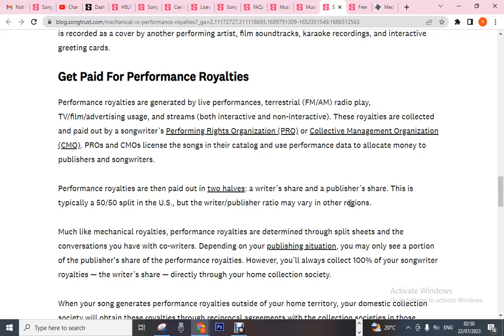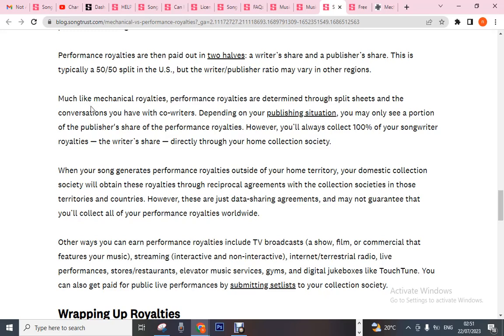Then if we continue, much like mechanical royalties, performance royalties are determined through split sheets and the conversations you have with co-writers. Depending on your publishing situation, you may only see a portion of the publisher's share of the performance royalties. However, you will always collect 100% of your songwriter's share directly through your home collection society.